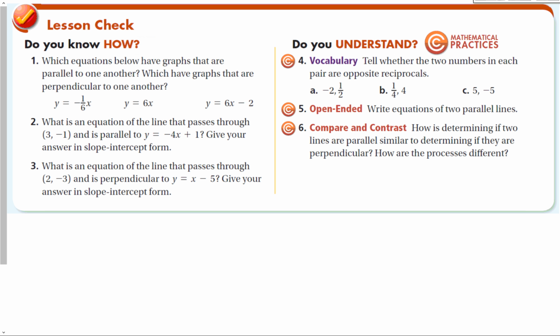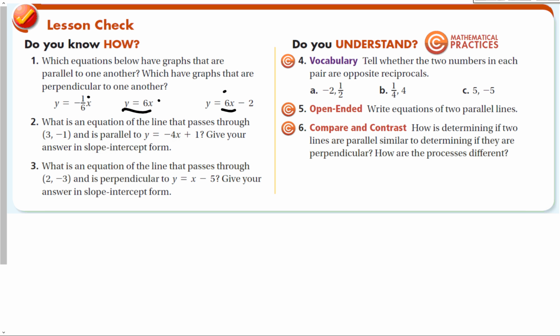Okay, our lesson check. What equations below have graphs that are parallel to each other? Well, they have to have the same slope. This one happens to be perpendicular to both of them. These two are parallel to each other.